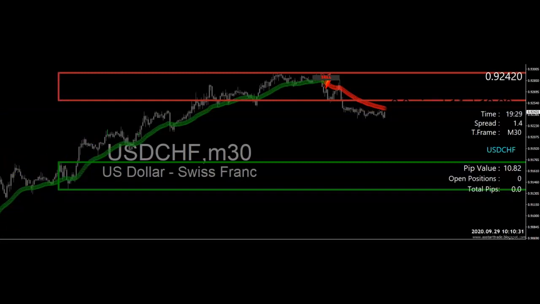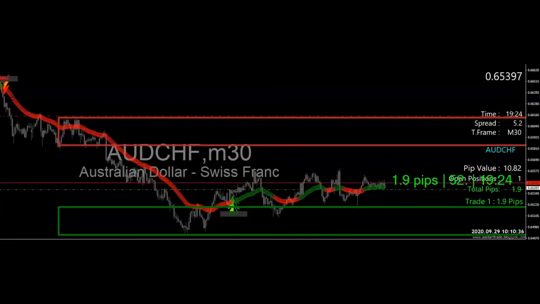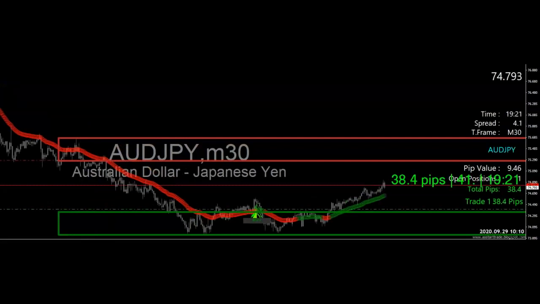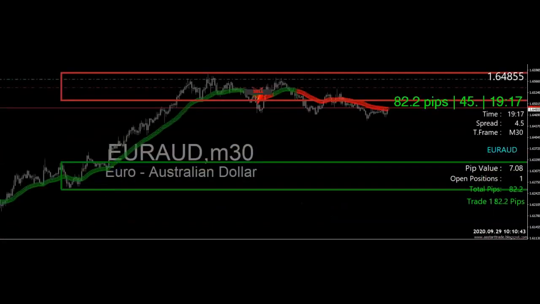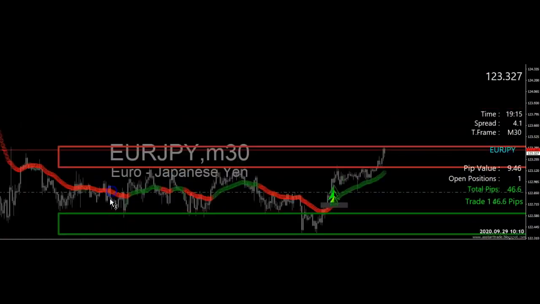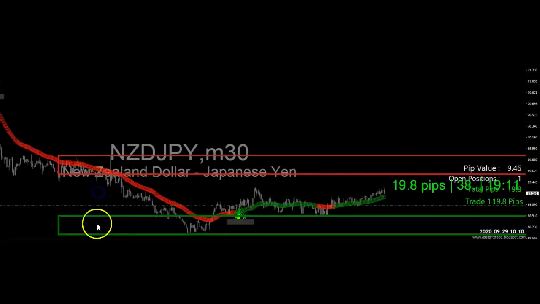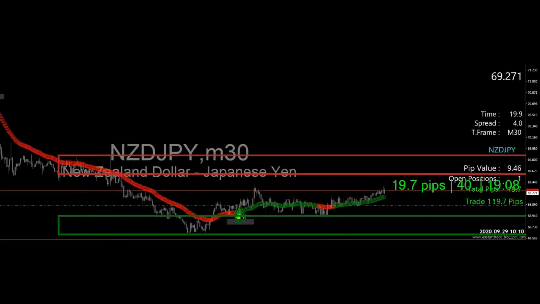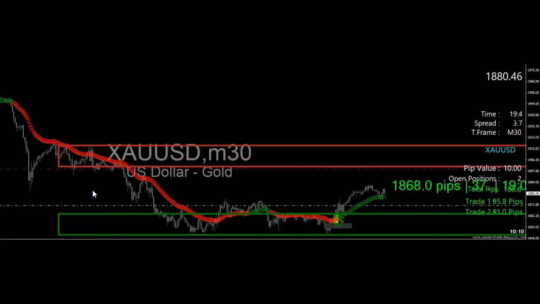Okay, so this is live proof. So let's count the trades. That was 1, 2, 3, 4, 5, 6, 7, 8, 9, 10, and 11. That was 11 trades, 11 pairs using the same exact system. You see what I'm saying? I mean, it's just money available for you guys.